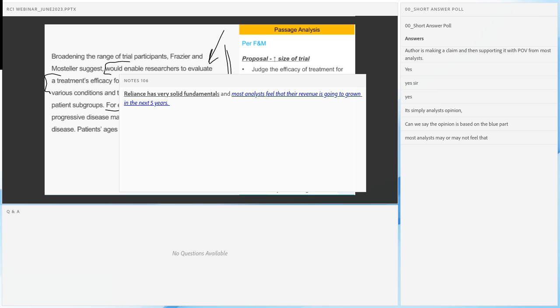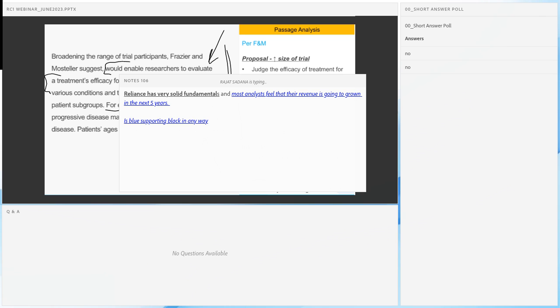And then supporting it. Is blue supporting black? Is blue supporting black in any way? Let me just ask this. No, absolutely not. Really, really important to know. If I were to reword this statement, then blue is supporting black.